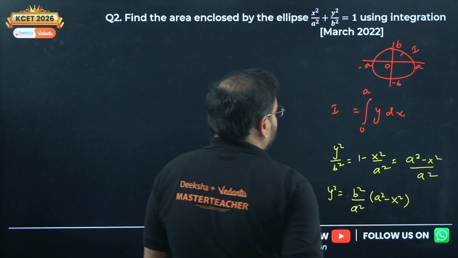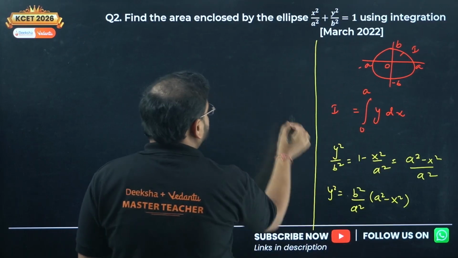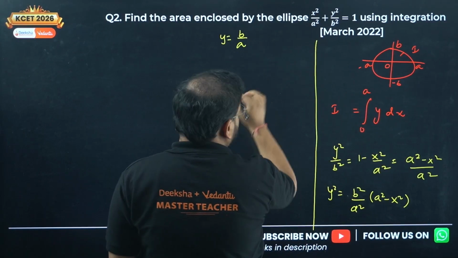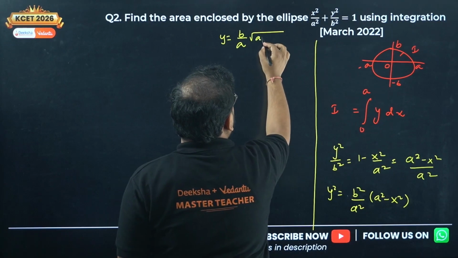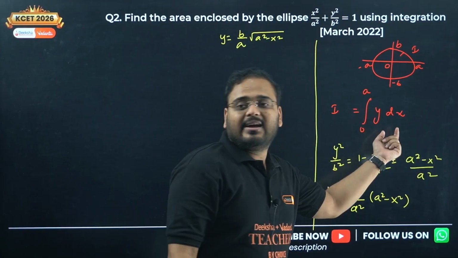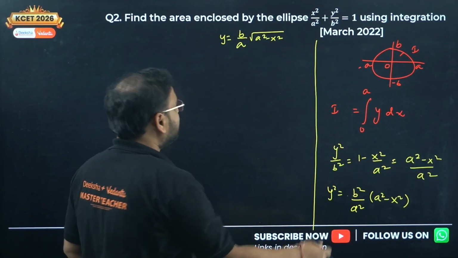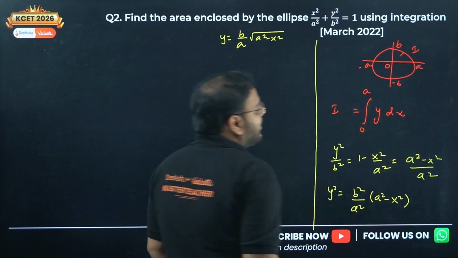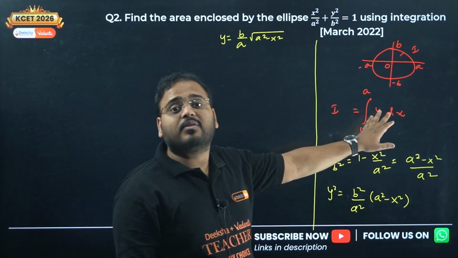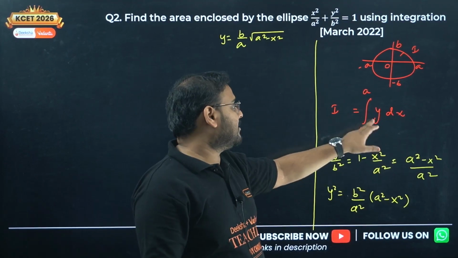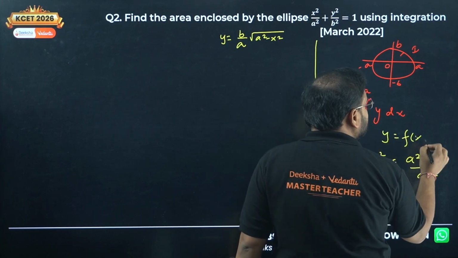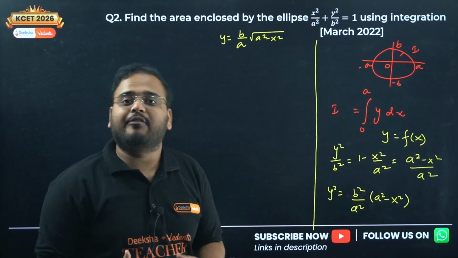So this will give me the value of y very simply as, if I take b by a root, the same thing we'll have here, a square minus x square. This is the y value we're going to use in the integration. Okay, limit, I hope this is clear. 0 to a, I have taken 0 to a because I have taken the given function in terms of the variable x. Okay, y is in terms of the variable x. This y here is a function of x. That's why the limit is taken for the variable x.